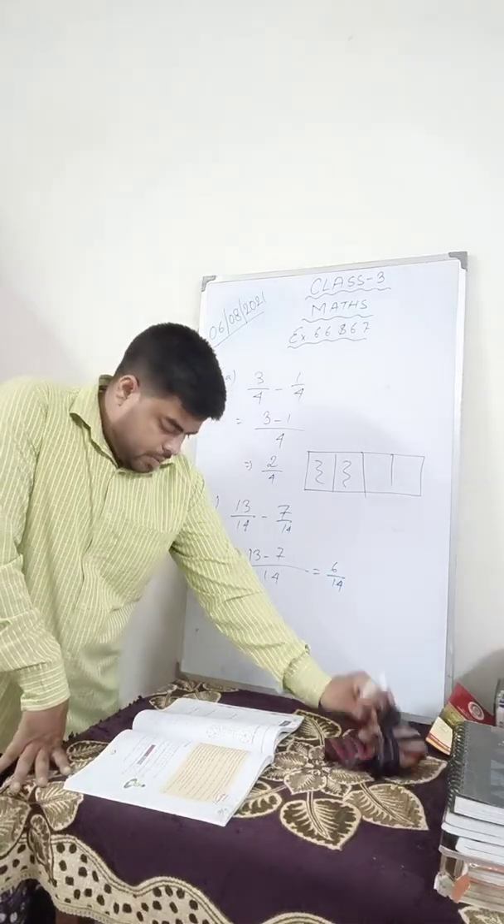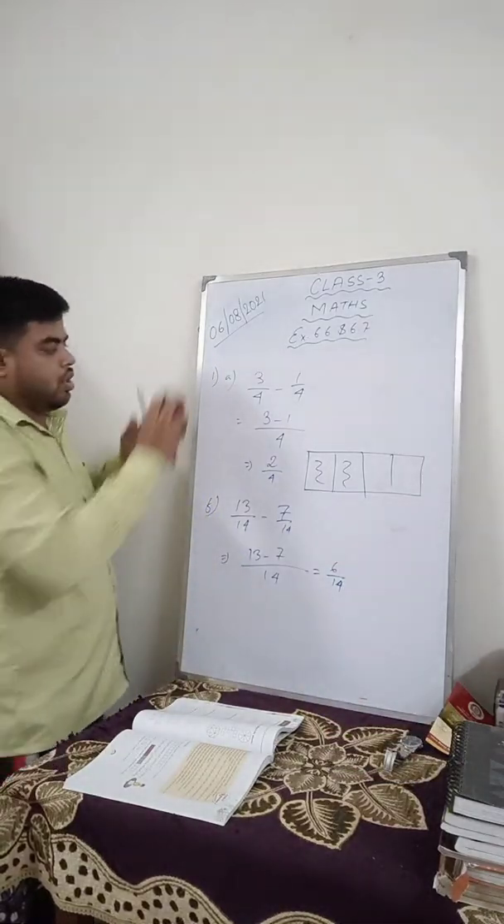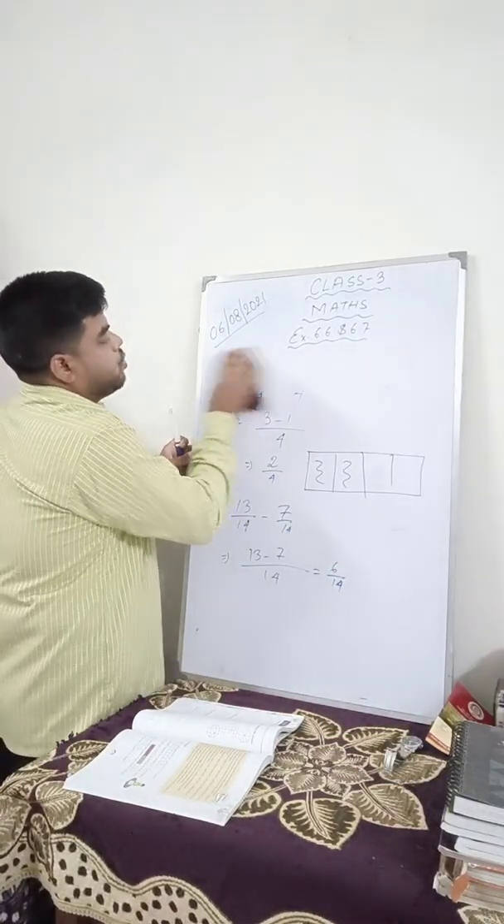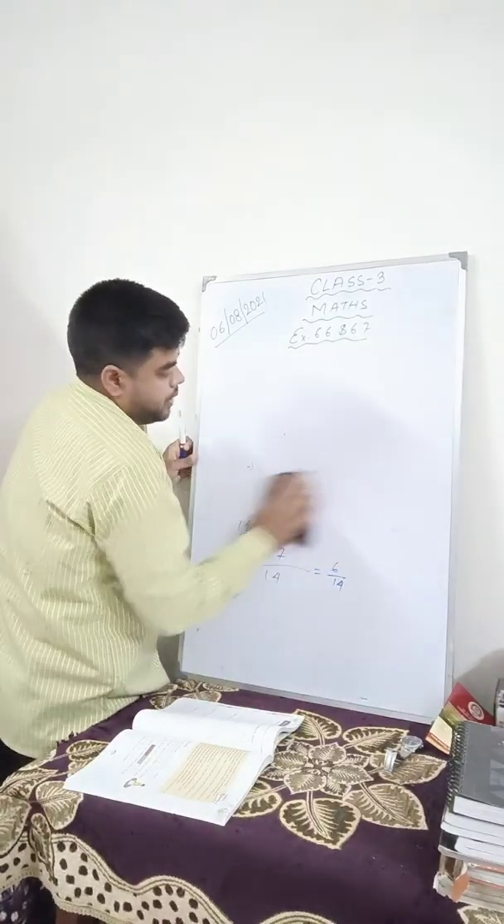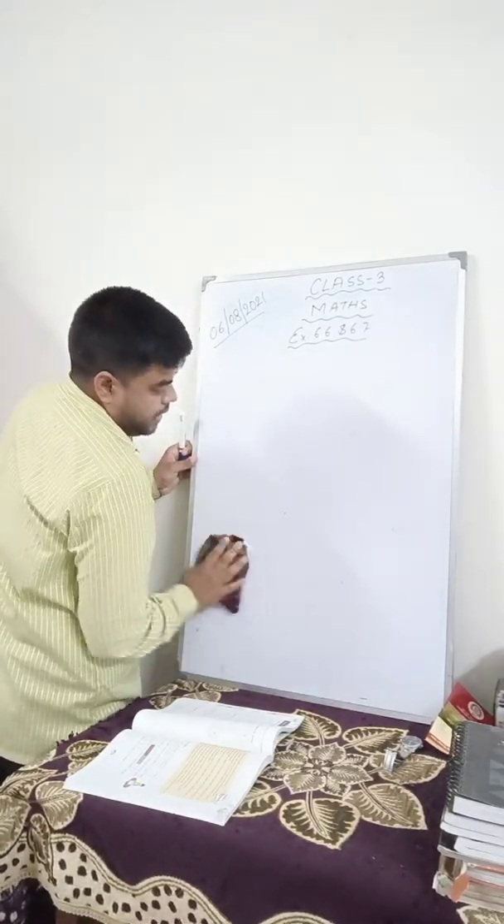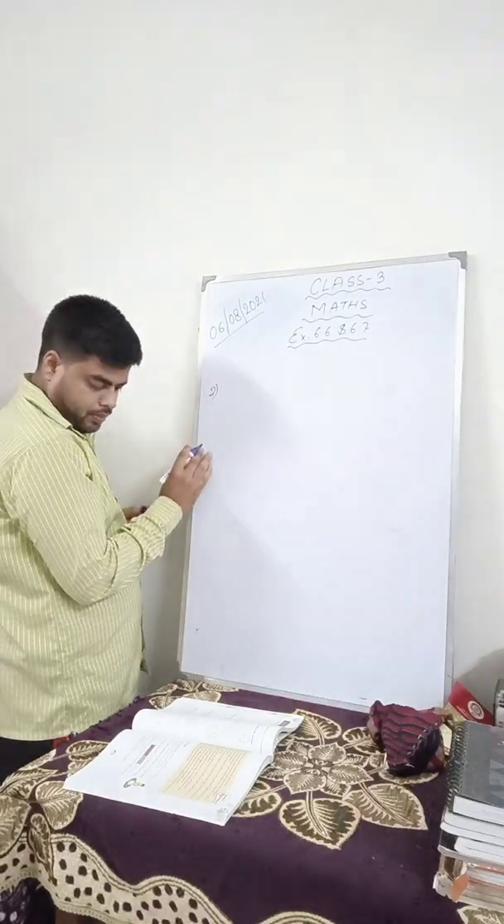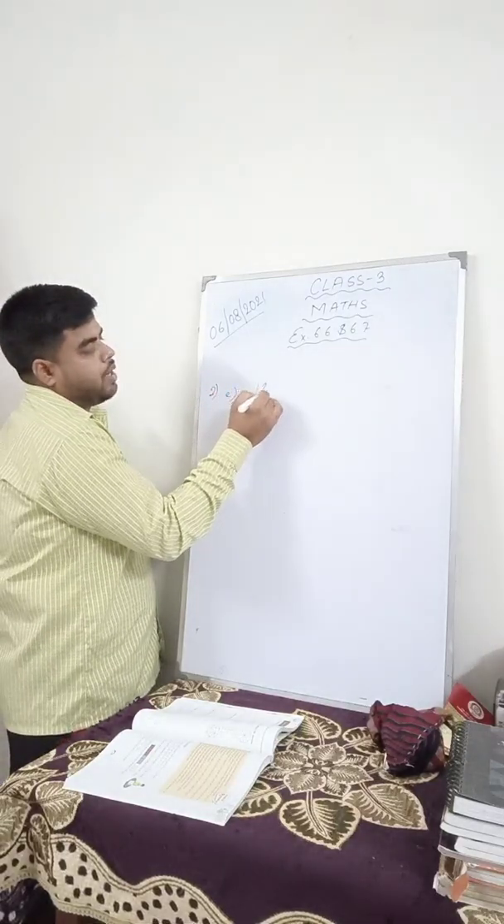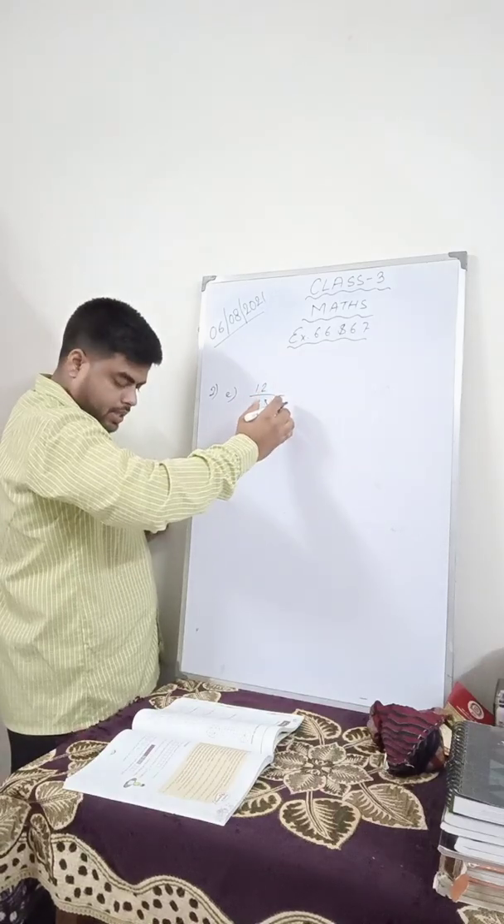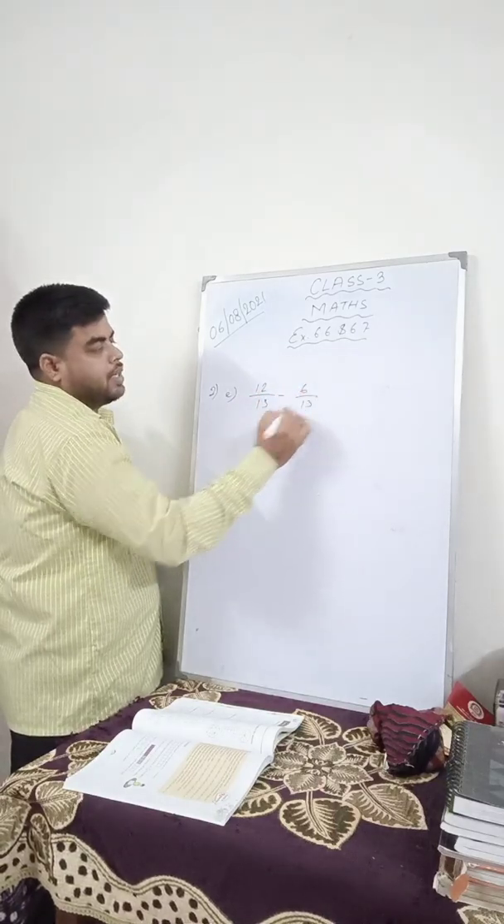Now, let us come to question number 2. Question number 2 is also the same as I have shown you, but still let me show you one more time again. In that you don't have to shade anything. They have given you, suppose, question number 2E. They have given you 12 by 13 minus 6 by 13.